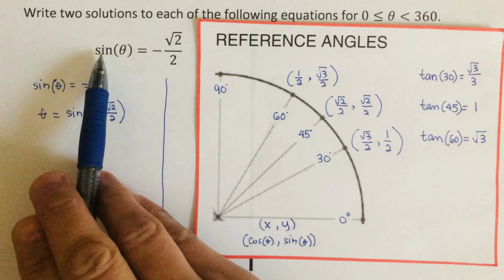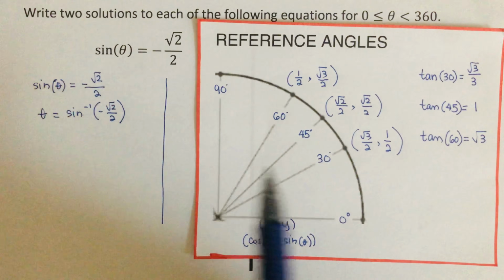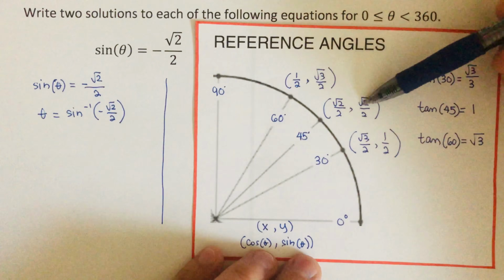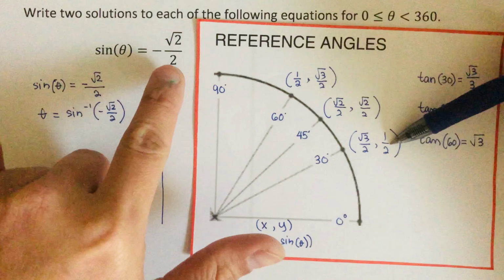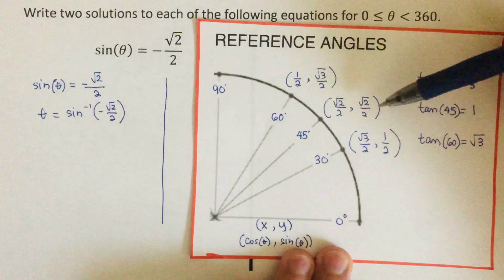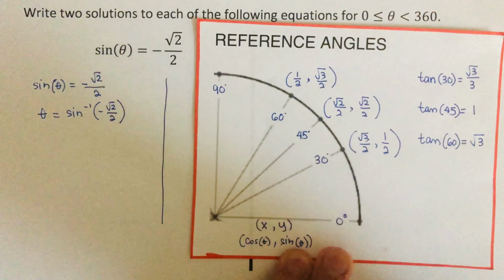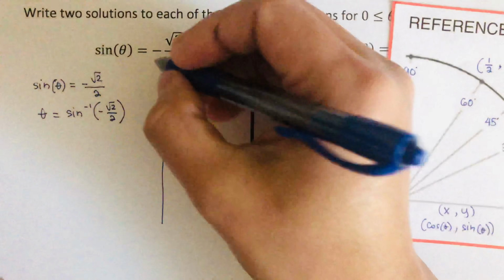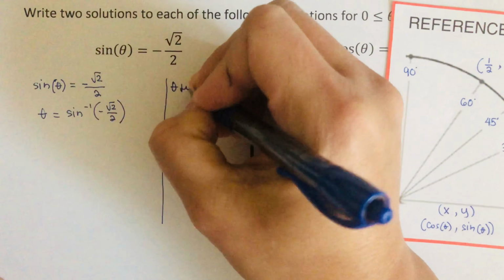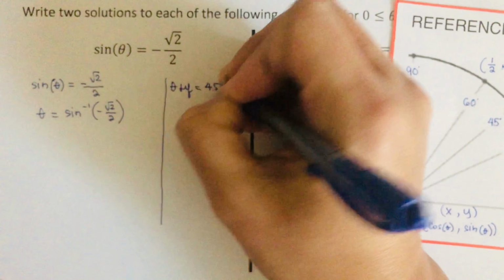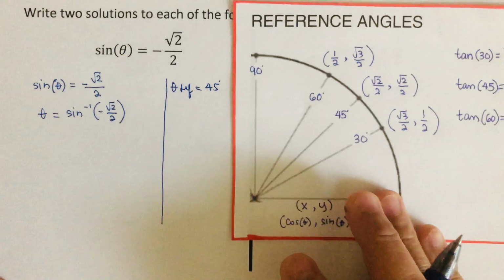And so we're going to look for the y as well. So we will look for the y. These are the y values here. And let's see where is square root of 2 over 2. So the square root of 2 over 2 is right here. And that is on the 45-degree angle. So that means that our reference angle here is 45 degrees. So I'm going to write that as the reference angle, 45.